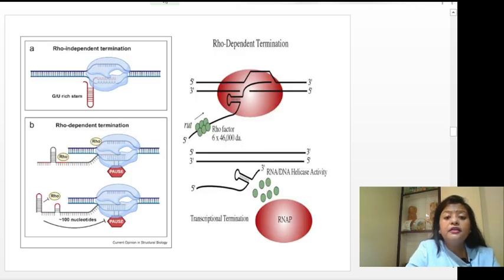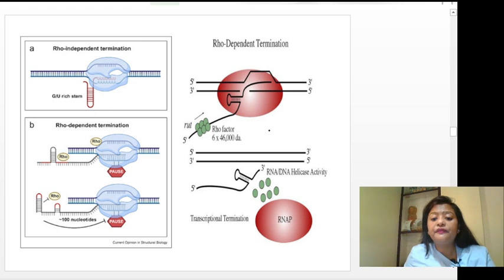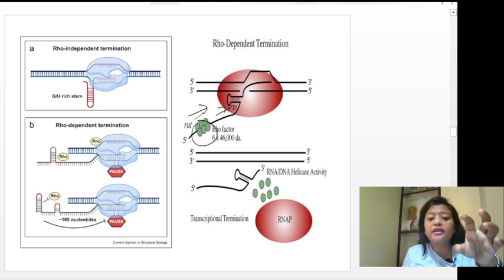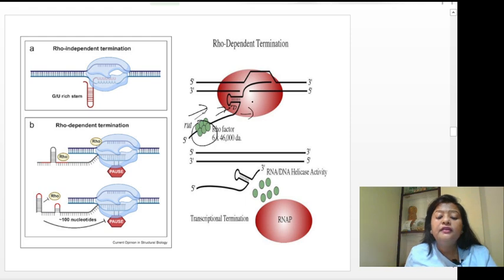For rho dependent, this rho factor will come and first bind. You can see here, the rho factor will first come and bind here, and it will keep on moving upwards. Once it faces a sequence or structure where it can no more proceed, it will end there. This is the rho dependent. See out here, the rho is going up, and when it reaches a certain point where it cannot go further, there the termination occurs.